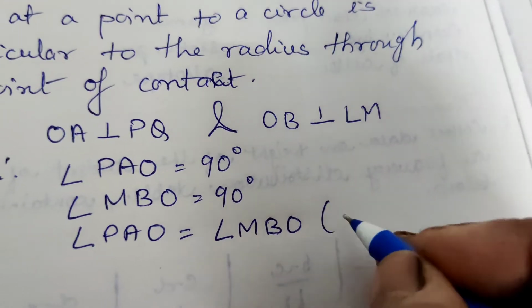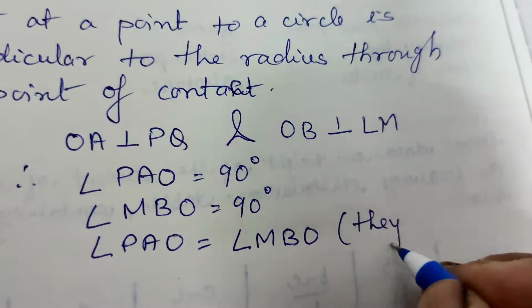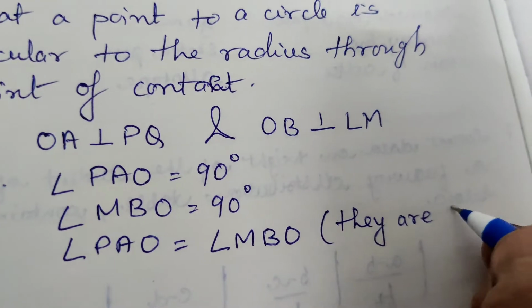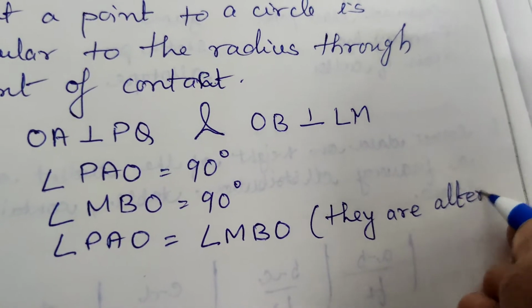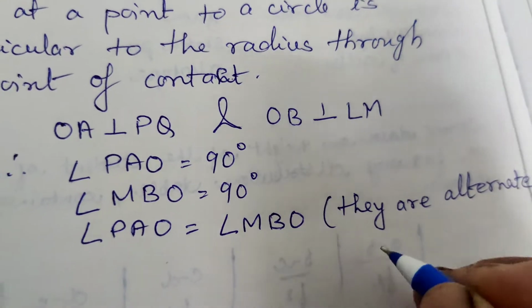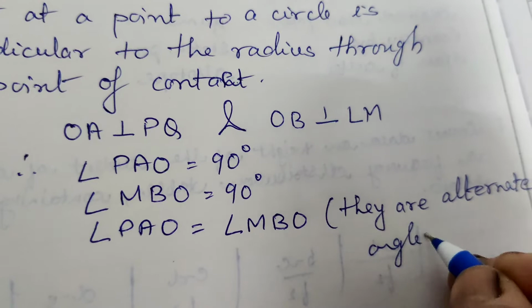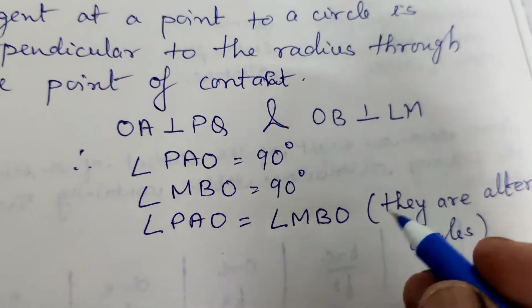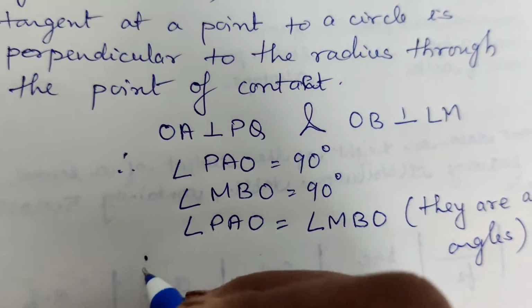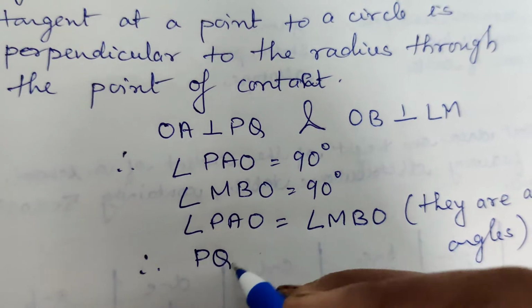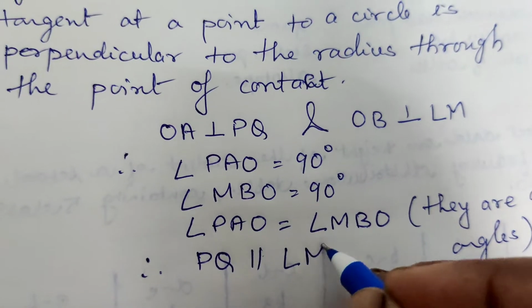They are forming alternate angles. If the alternate angles are equal, therefore the line PQ is parallel to LM.